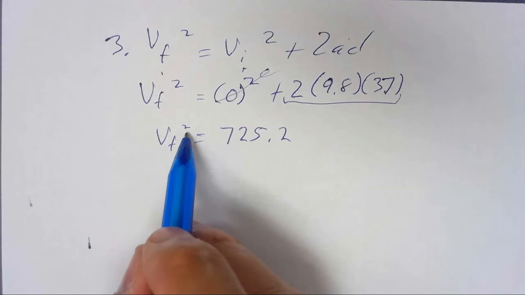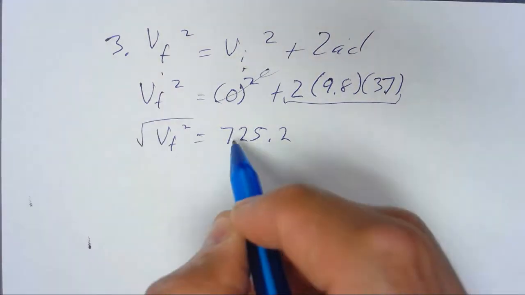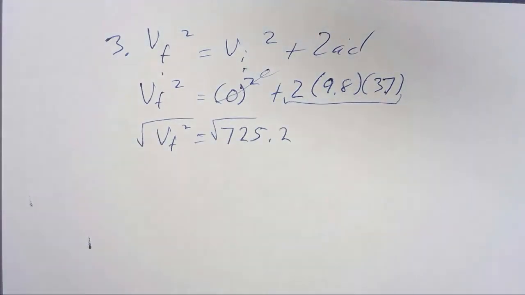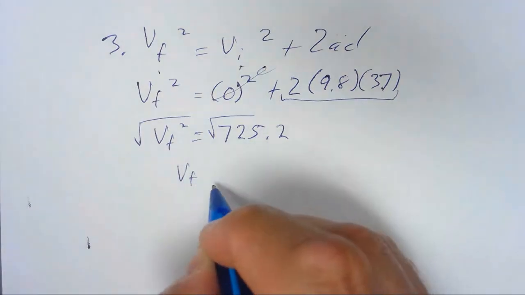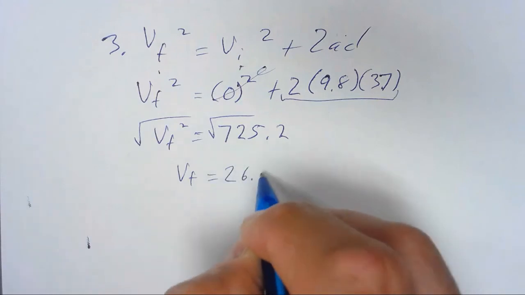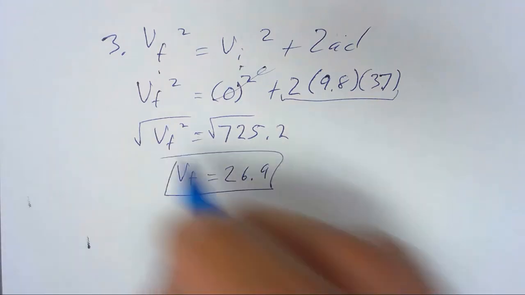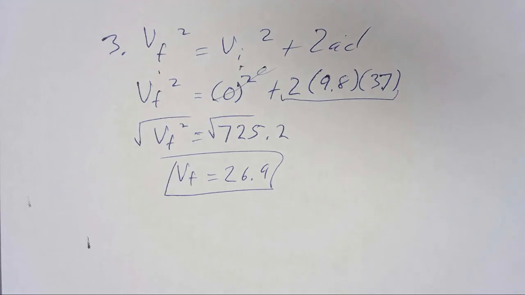We have to get rid of this squared now by taking the square root. And the square root of 725.2 is 26.9-ish. And that's our answer for that problem.